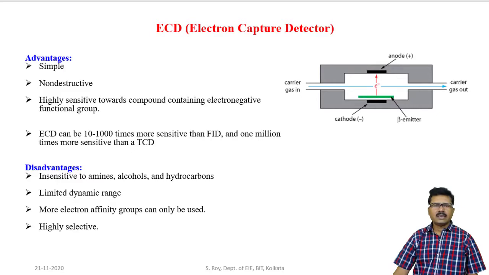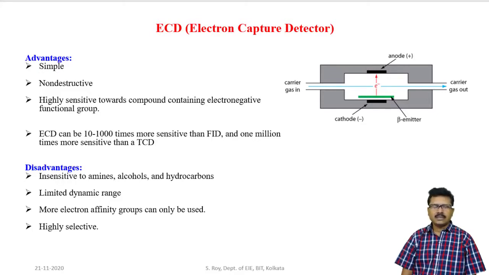Now what are the advantages and disadvantages of electron capture detectors? This is very simple in construction, and most important advantage is it is non-destructive. That is, it does not have any effect on the sample. If we want to collect the sample, then we may collect it and we may reuse the sample. This is highly sensitive for the case of electronegative compounds, and this electron capture detector can be 10 to 1000 times more sensitive than flame ionization detector and 1 million times more sensitive than thermal conductivity detector.